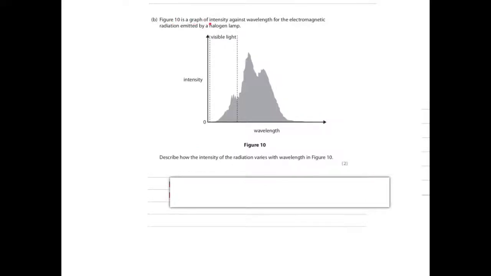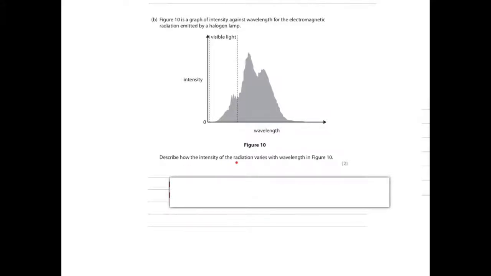Figure 10 is a graph of intensity against wavelength for the electromagnetic radiation emitted by a halogen lamp. So you can see only this part is the part we can see, so that when this is visible light, all of this would be invisible to us. So most of what's emitted by a halogen lamp is actually invisible to us.